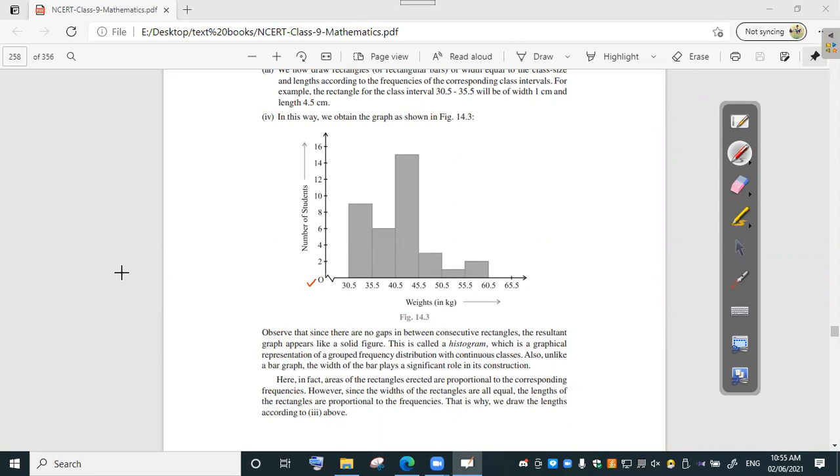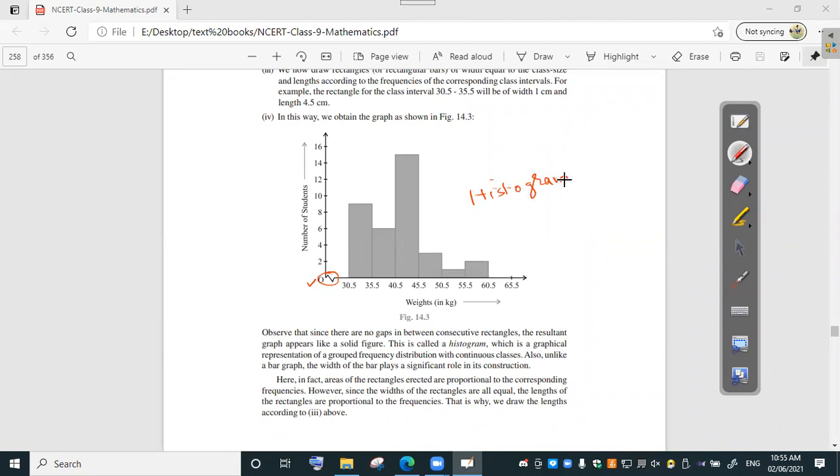When the graph is starting from 0, 10, 20, nearest to 0, then we will not use a zigzag line. If there are many numbers left between 0 and this, then we can use it. Okay, it is very important. Then 30.5 to 35.5, and so on. There is no gap. That is why it is called a histogram.